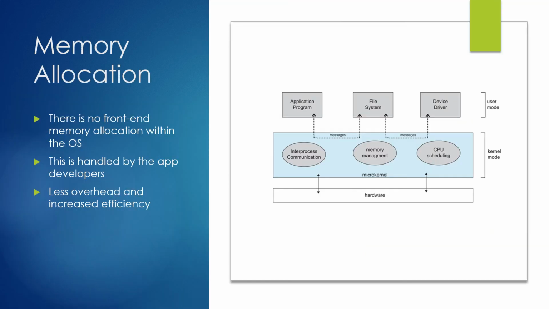Yeah, memory allocation. What we were reading in his documentation is that he doesn't have any front-end allocation within the OS, and that's why I was thinking it was kind of a mix between modular and how a microkernel has to function, because he shifts the memory allocation duty to the app developers and places that onto the app. We were saying that this is less overhead and increased efficiency, but it may actually be a little less efficient. But in his documentation, he's saying that it speeds up processing just to have the app deal with it.